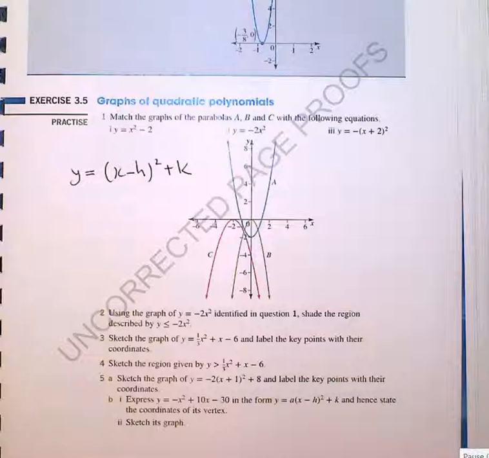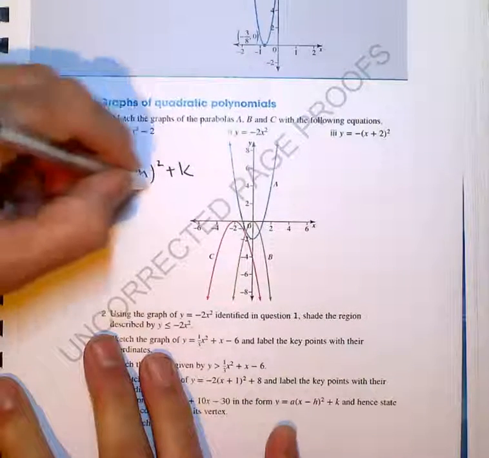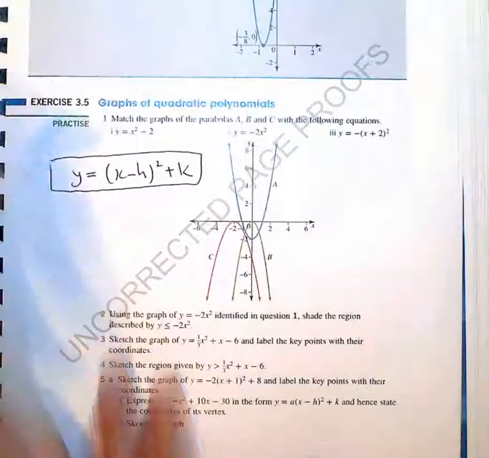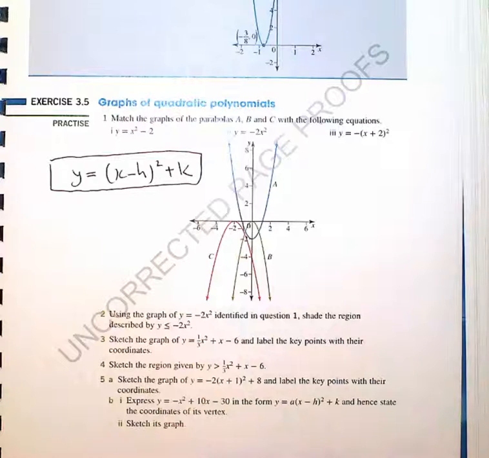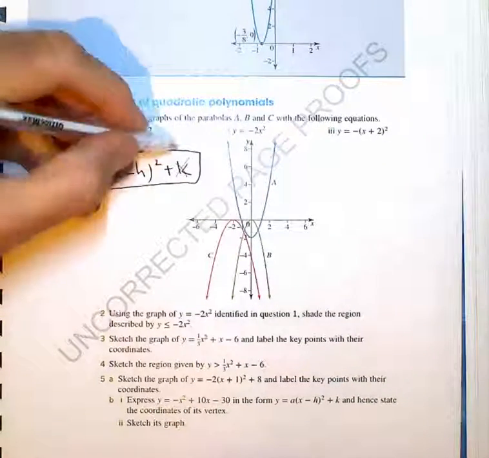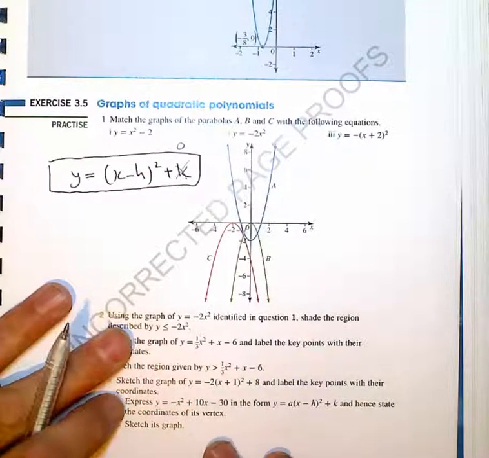In question number 1, you're asked to match the graphs of the three parabolas, A, B and C, with the following equations. Now clearly we're after the turning point format of the quadratic. In these cases, all 0, so we'll see how we can go.